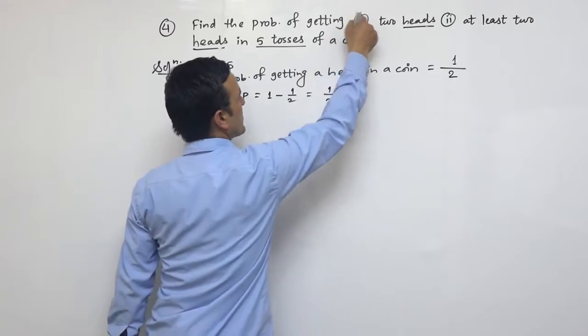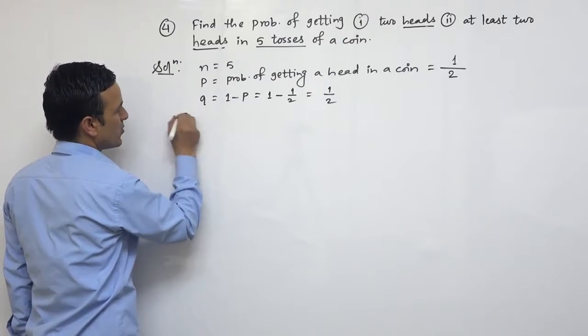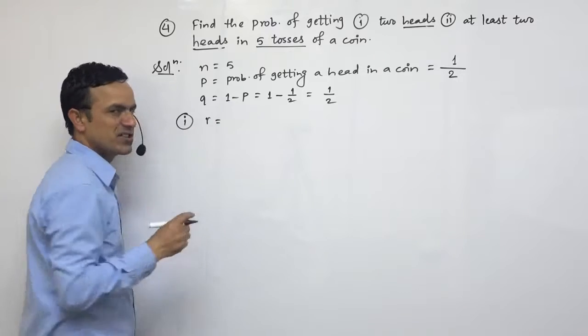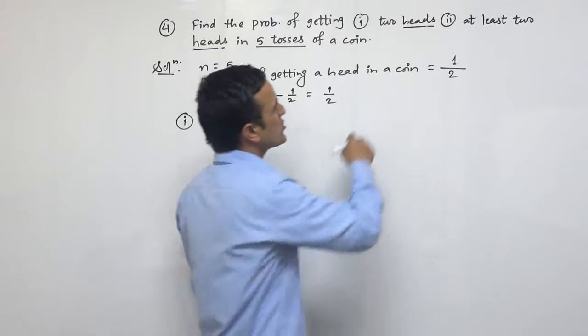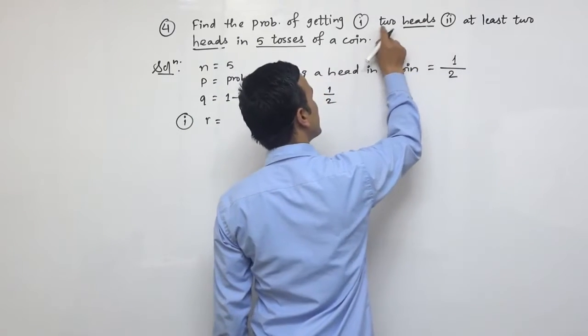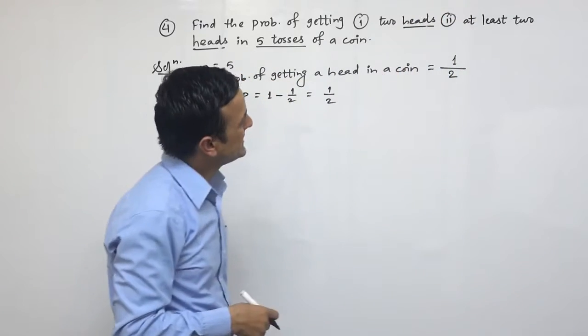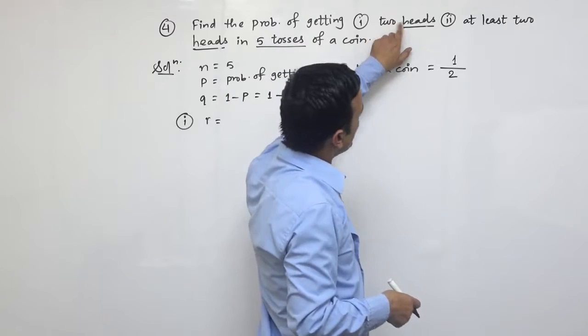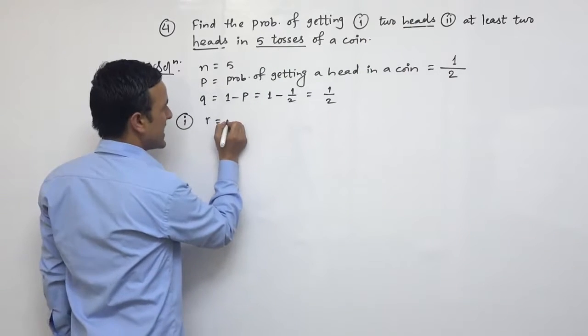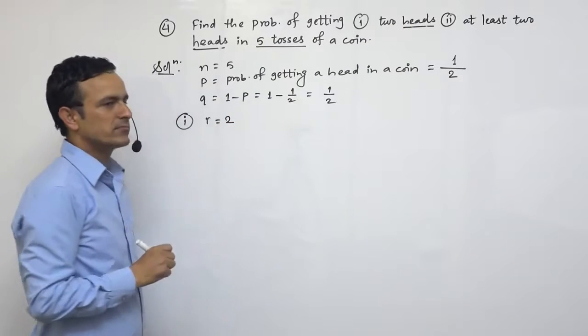Now let's go to number 1. So what is number 1? Here R means the number of successes. So we have to find the heads, but how many heads are to be found here? We have to find two heads. That's why 2 should be written here.